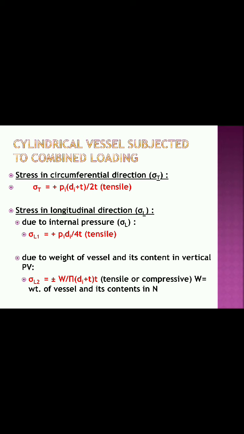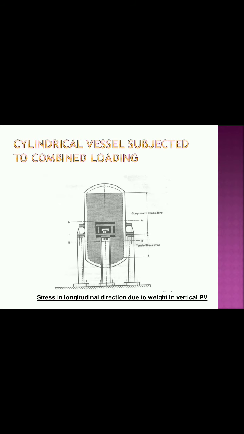Due to weight of the vessel and its content, sigma L2 is plus or minus. So there may be either a tensile or compressive nature of sigma L2, that is W upon pi into bracket di plus t into t, where W is the weight of the vessel and its content. So here you can see the cylindrical vessel subjected to combined loading. Above the horizontal stress line there is a compressive stress zone, and below the horizontal line there is a tensile stress zone. So these are the stresses in the longitudinal direction due to weight in a vertical pressure vessel.